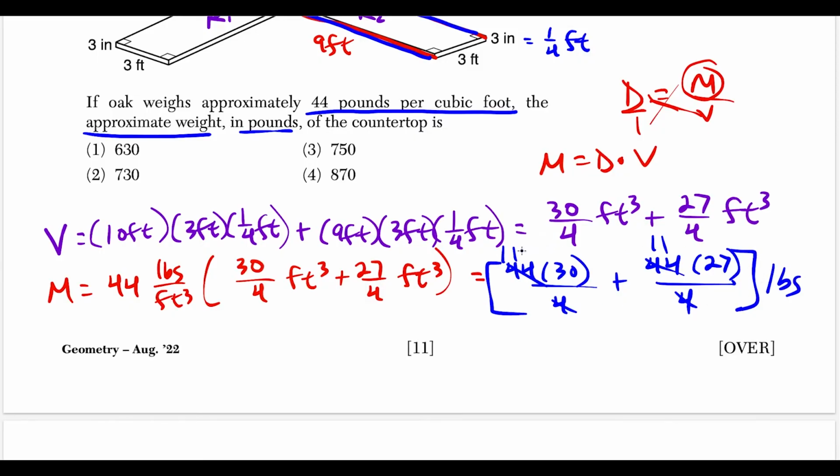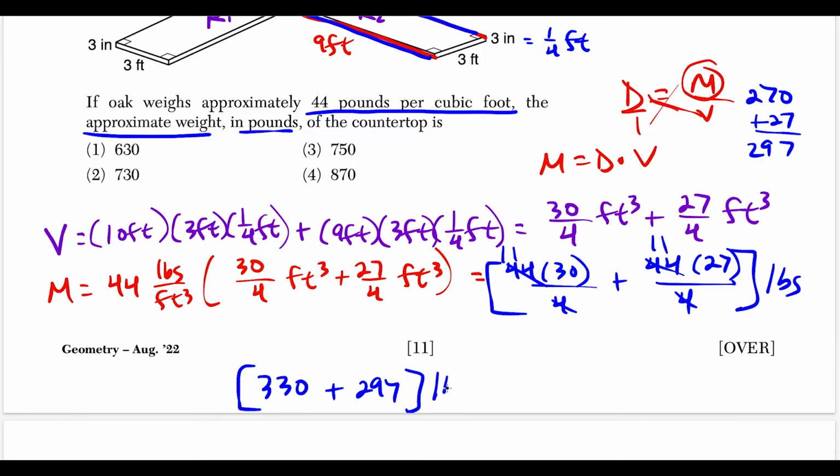So now what we have is 11 times 30, and that's going to give us 330 plus, and now we have 11 times 27. So in my head, just a little bit of mental math, I'm doing 270 plus 27, and that gives us 297. So that's where I'm getting these numbers from, and this is just going to be in pounds. So now if we work this out, I could use a calculator, but I'll just practice long addition here. So that's going to be 7, 2, carry the 1, 627 pounds. So that's how much this weighs, and approximately this is closest to choice 1.